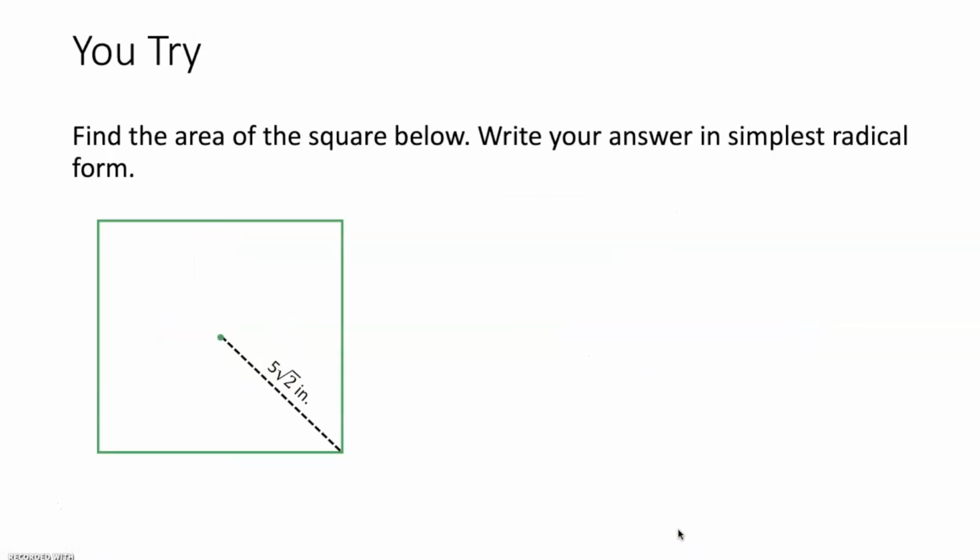Okay, this time it wants us to find the area of a square. So typically when we find the area of a square, it's just base times height, or the length of a side squared. But we aren't given any side lengths. So what do?